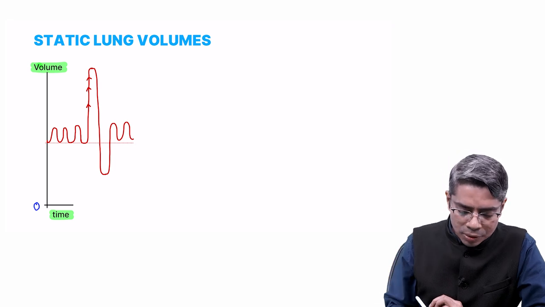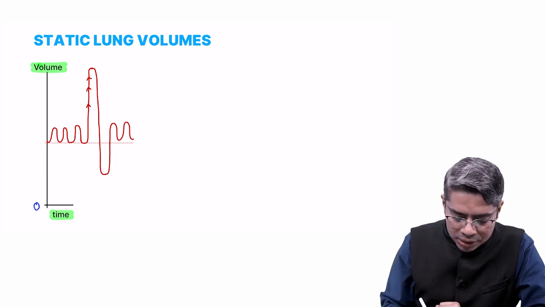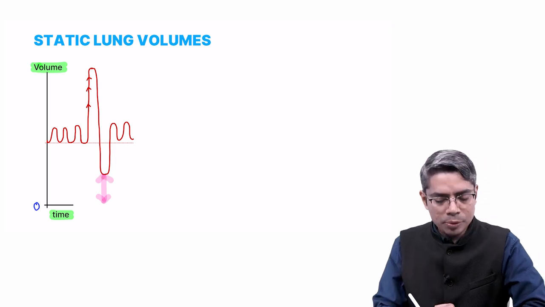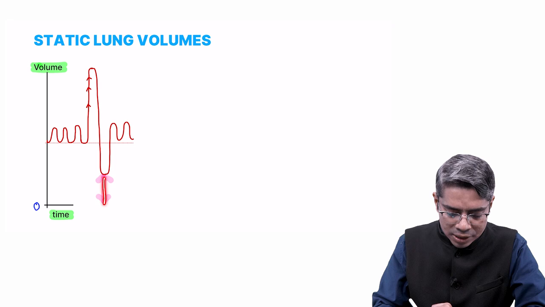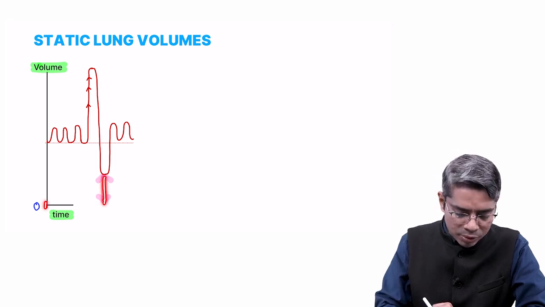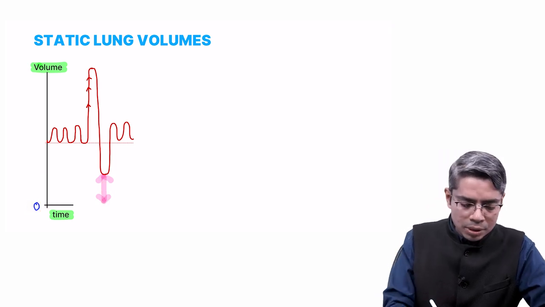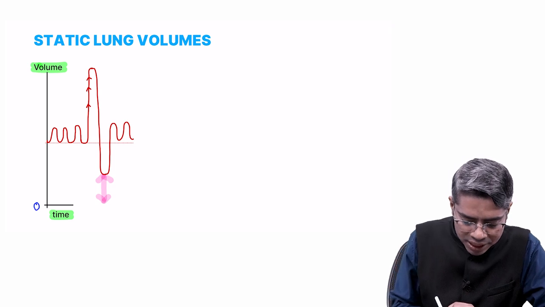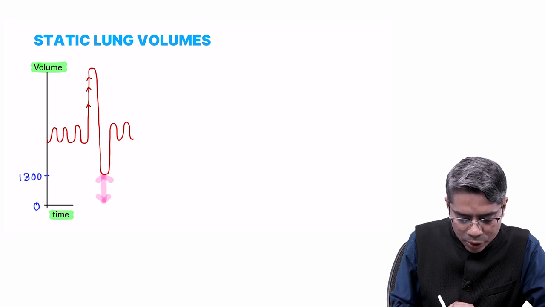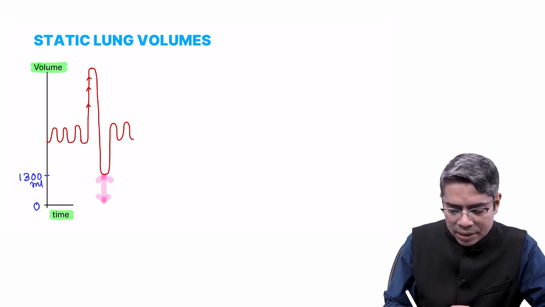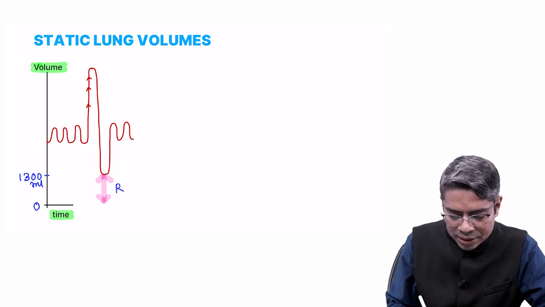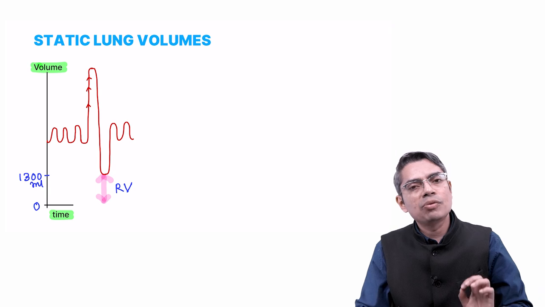So from this 0, I can understand that one part of this volume is there which is not recorded in the spirometer. In this portion that I have just highlighted, there is no recording, although there is a certain volume. From this 0 up to a certain level, there is no recording. This volume which is not recorded in the spirometer is approximately 1300 ml, and this volume is known as the residual volume, RV.